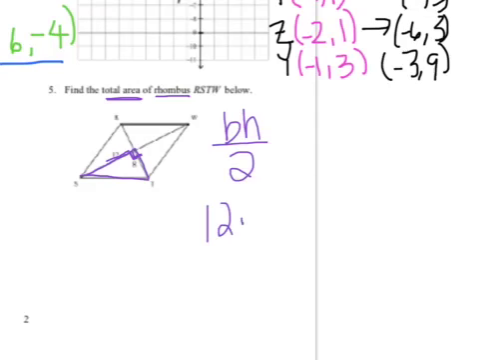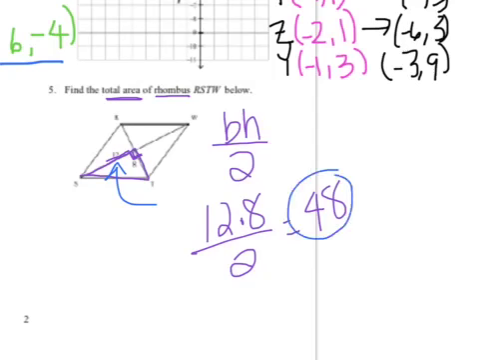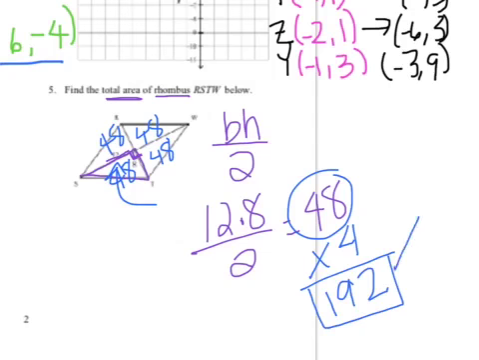So that's going to be 12 times 8, divided by 2. So the area of this triangle right here would be 48, but there's 4 of them. So each one of these would have an area of 48. So to find the whole area, we just multiply by 4. So the final answer for the area is 192.